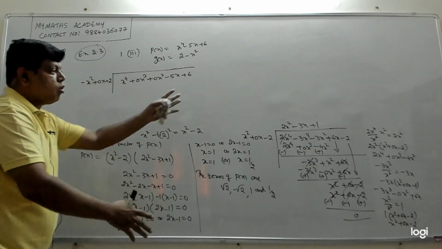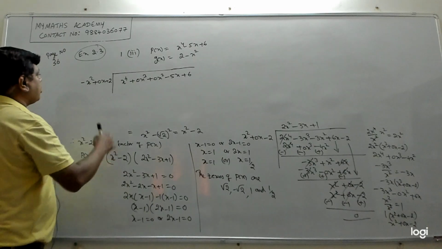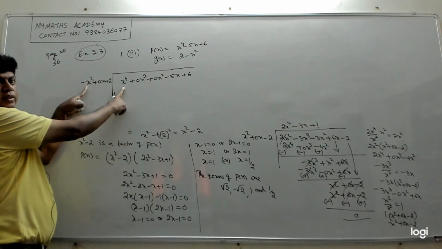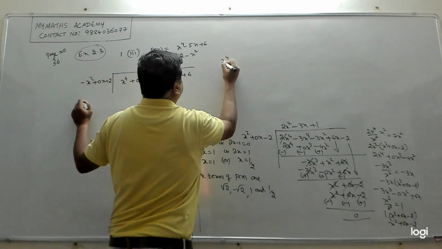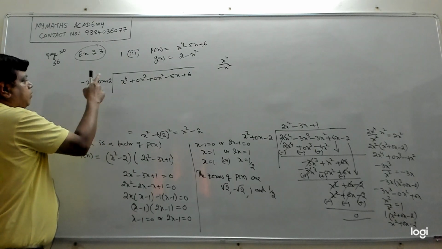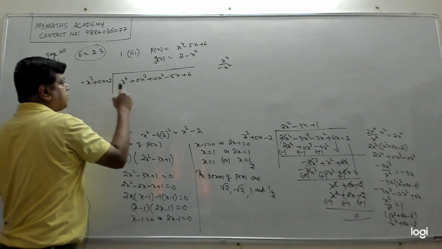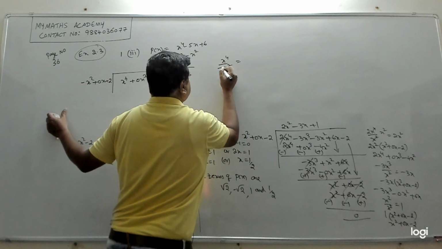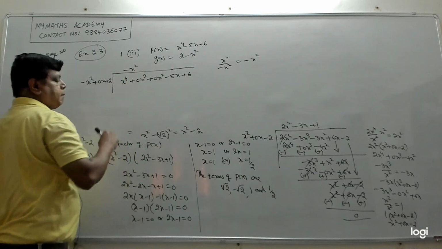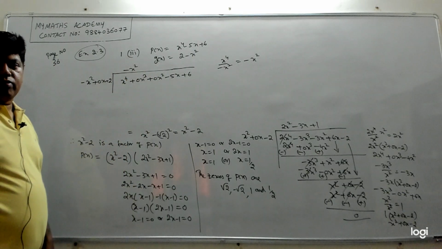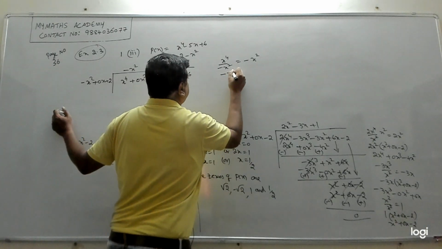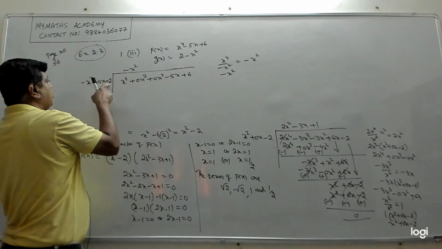Then we do the division as normal. We take the first term of this and the first term of this, which means x power 4 divided by minus x square. Always the first term by the first term. Plus by minus is minus, and x power 4 by x square is x square, so I'll get minus x square. Clear?